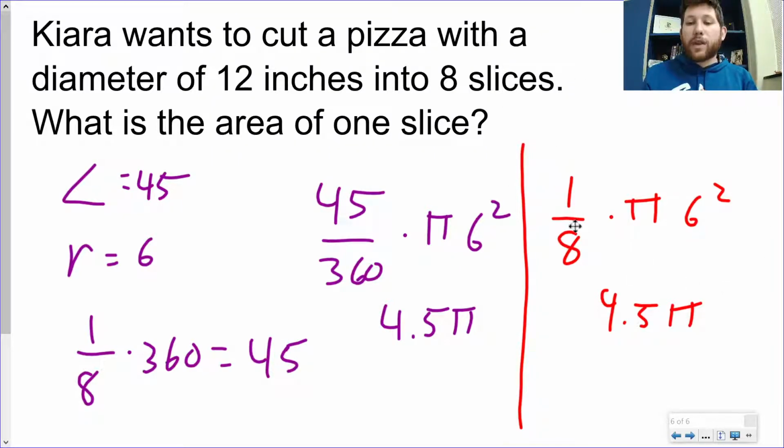But I do want you to think about what's happening in these problems. And in this particular problem, if we're thinking about how much of the circle we have, we can actually save ourselves some steps on setting up our formula. So this wraps up our lesson on finding sector area.